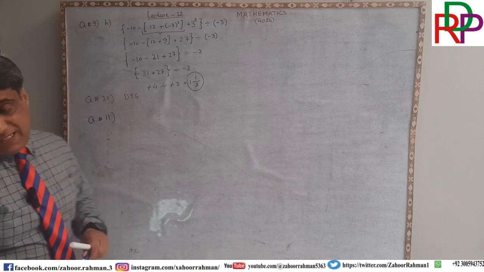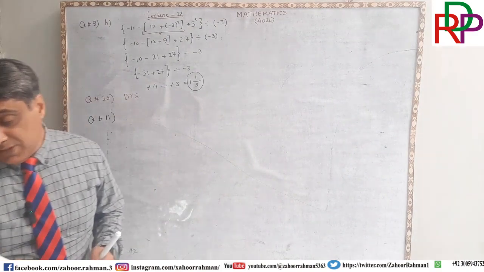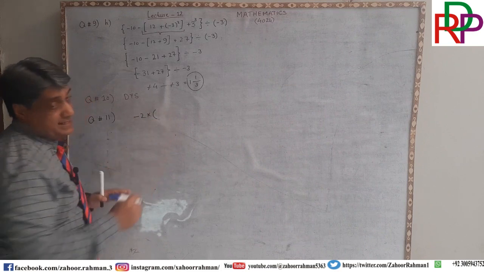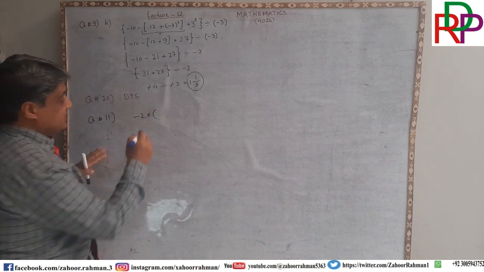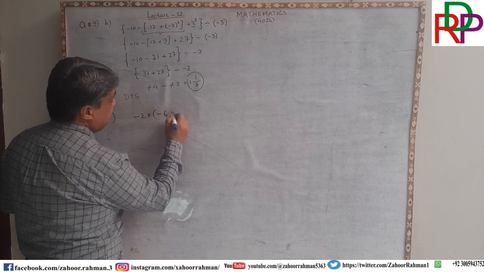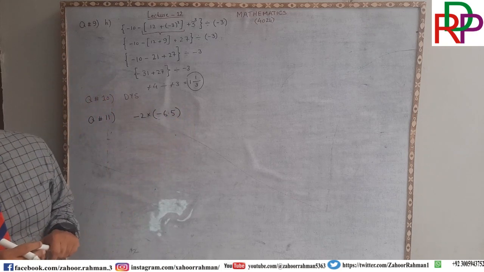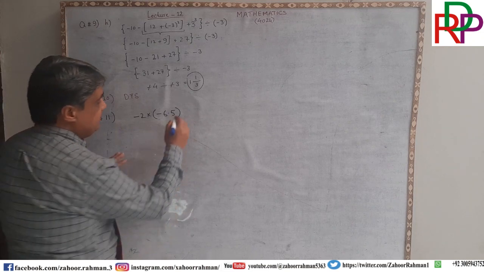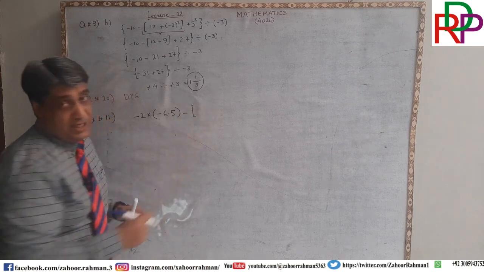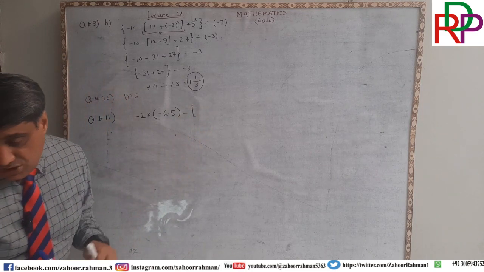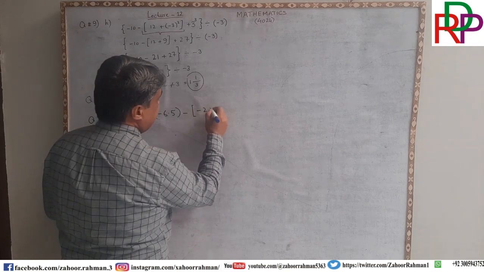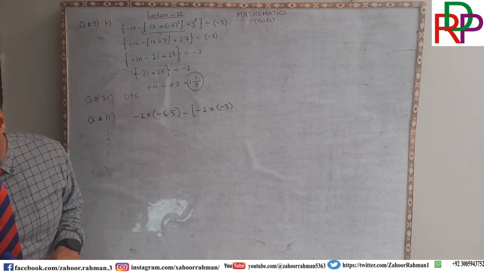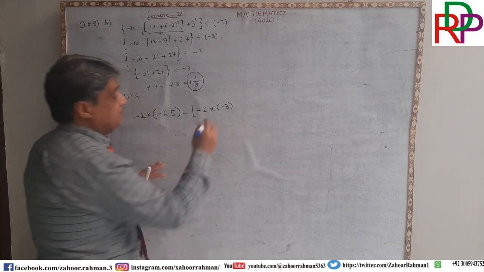Question number 11 is saying that minus 2 multiplied by minus 6.5 minus 6.5. Very carefully you have to write, and then minus and square brackets and then minus 2 multiplied by minus 3. And similarly, this is plus symbol.